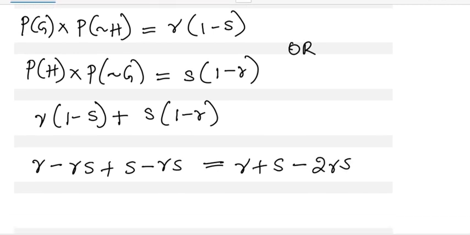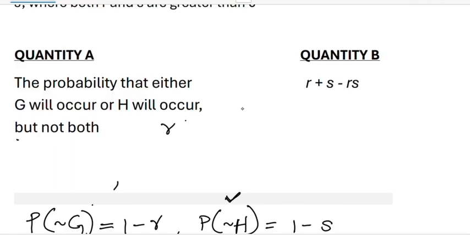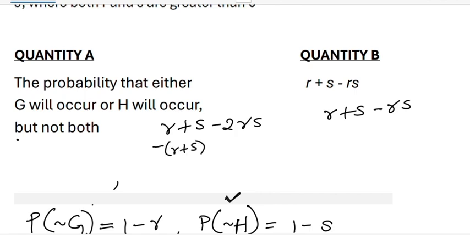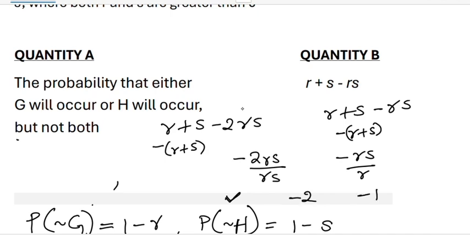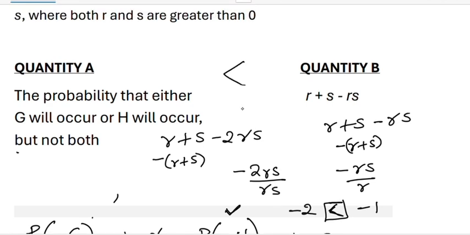And mind you, R and S are positive numbers. Quantity A is R plus S minus 2RS, and here in quantity B we have R plus S minus RS. We can subtract R plus S from both sides. What we have left is negative 2RS and negative RS. We can divide both sides by RS, and we have negative 2 and negative 1, and clearly negative 1 is greater than negative 2. So quantity B is greater than quantity A, and our solution here is B.